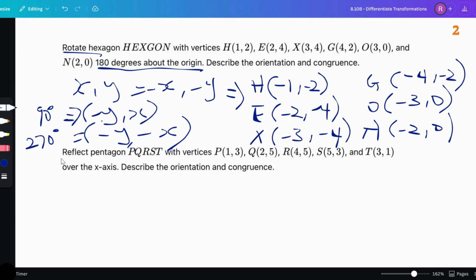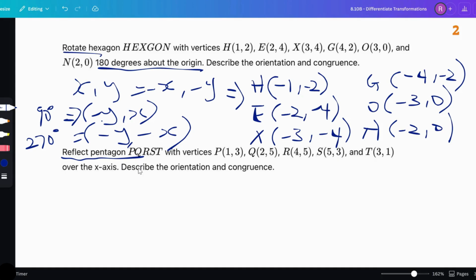For reflection, we want to reflect this pentagon. Reflection means you are flipping it, just as if you are looking at yourself in the mirror. So when you reflect, you want to mirror that shape. If you are reflecting along the x-axis, the y sign changes: y becomes -y. If you are reflecting along the y-axis, x becomes -x. I explained all this in the last video. You might want to check it out.